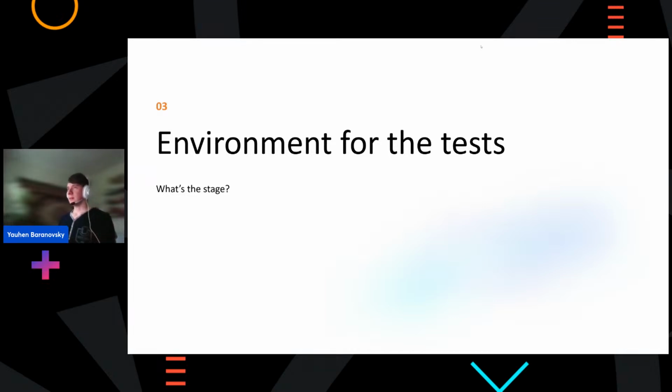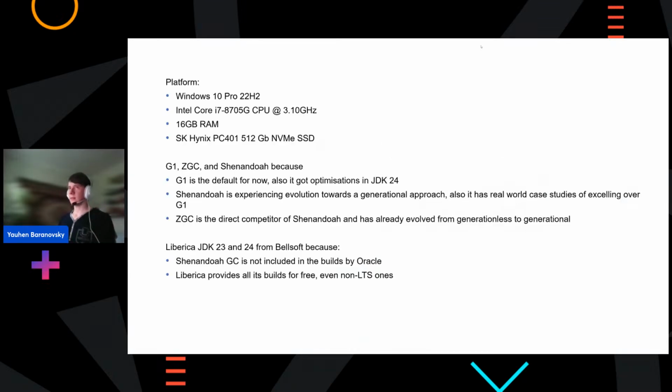As for the environment that was used for the testing, that was a pretty underpowered laptop with Windows 10, which is already outdated a little bit. Some quite decent amount of RAM, but not very good. I'd say that 32 gigabytes of RAM would be better, and an SSD disk. And for the tests, I've chosen to use G1, ZGC, and Shenandoah because G1 is the default garbage collector, so it's running by default all the time. And thus it's worth benchmarking, at least as of now.